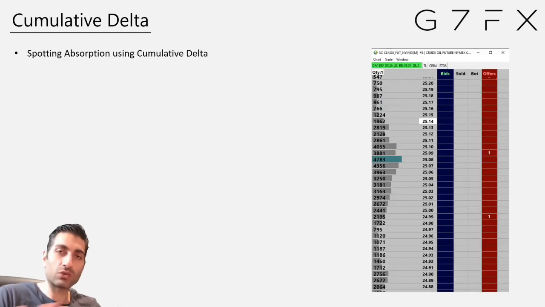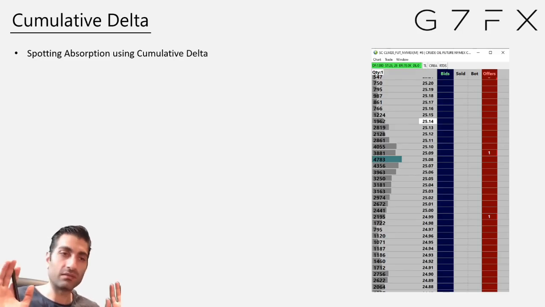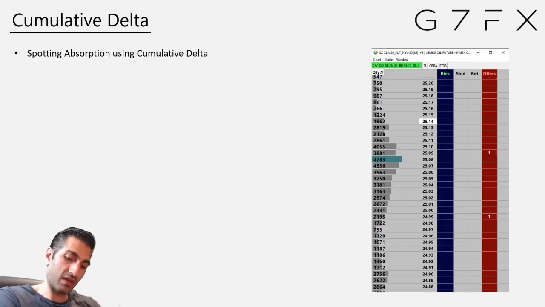Okay, so we said we're going to talk about obviously spotting absorption. I'm going to show you can spot it on the cumulative delta pretty easily. In my opinion, like I said, my understanding of cumulative deltas rapidly improved over the past few years because I've been watching it so much, and I actually think it's better than the other order flow tools in terms of spotting absorption.